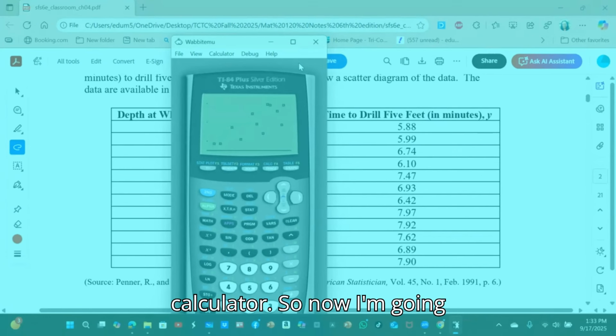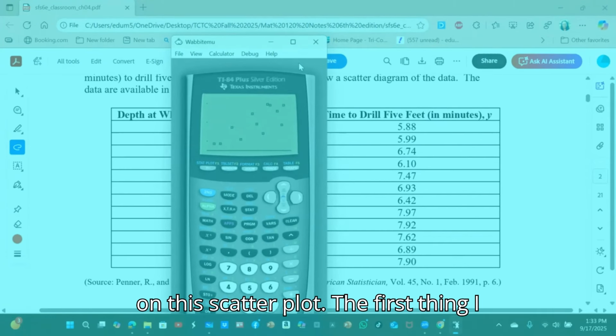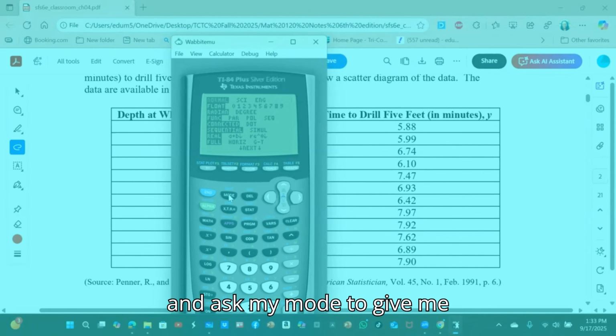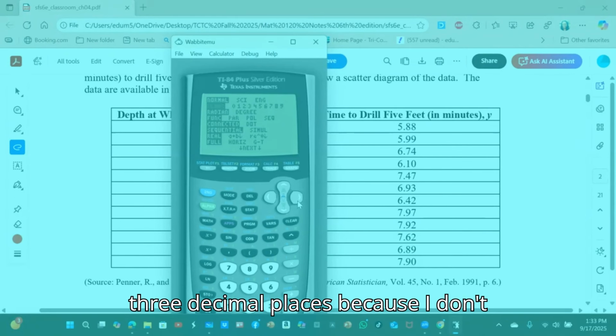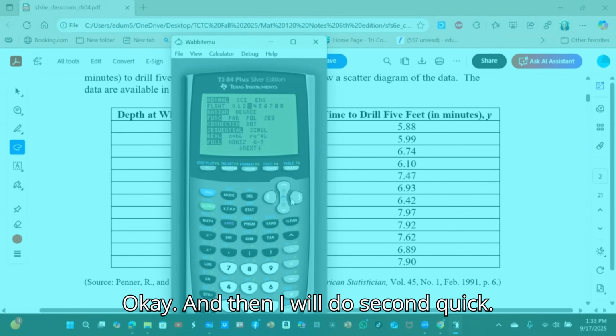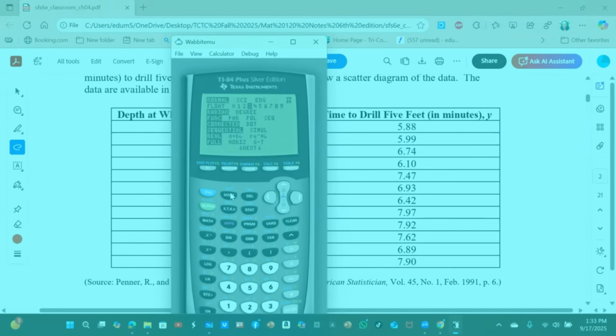So now I'm going to start to put a line on this scatter plot. The first thing I want to do is go to mode and ask my mode to give me 3 decimal places, because I don't really want 9 decimal places. So I want 3 decimal places and not 9. I hit enter. Okay, and then I will do second quit.